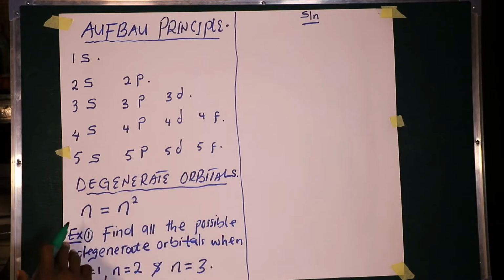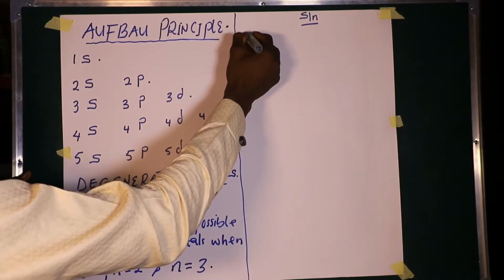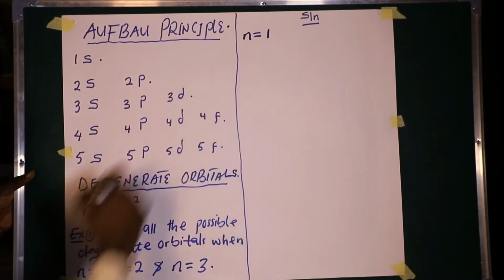Let's solve number 1. Number 1 says, find all the possible degenerate orbitals when the energy level of the orbitals n is equal to 1, n is equal to 2, and n is equal to 3. So now let's see the first question. The first question is when the energy level n is equal to 1. Let's take it and try to solve it. n is equal to 1.